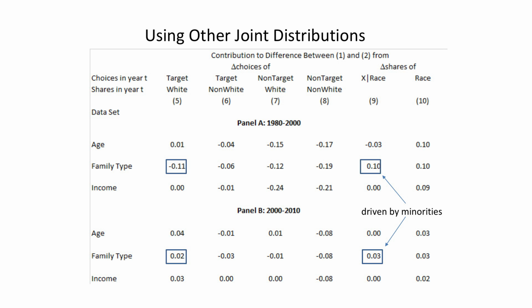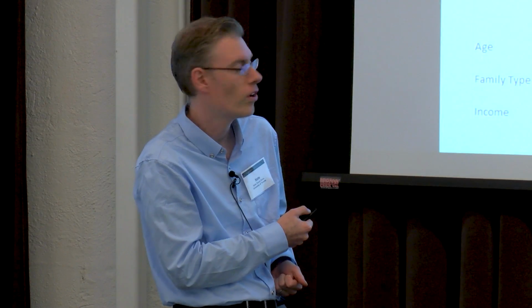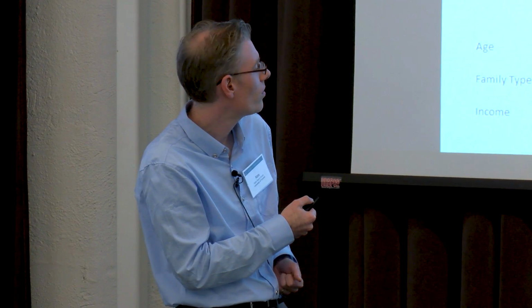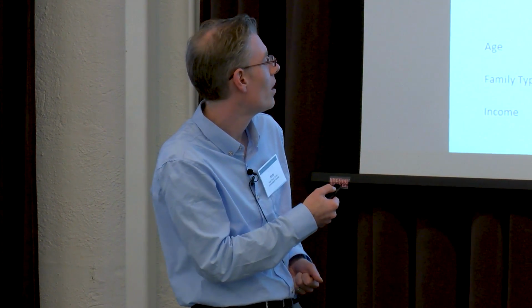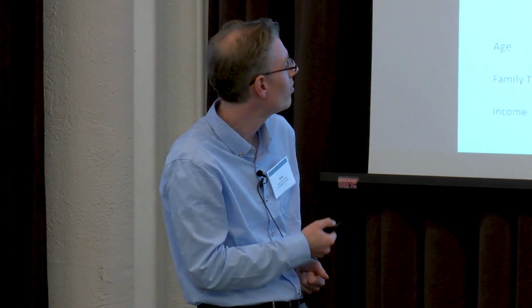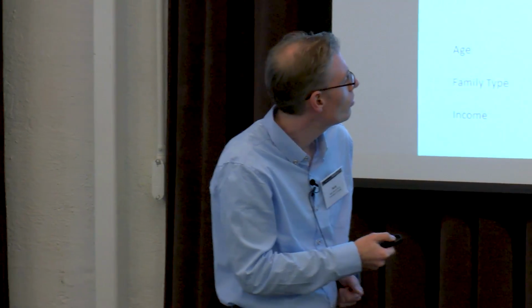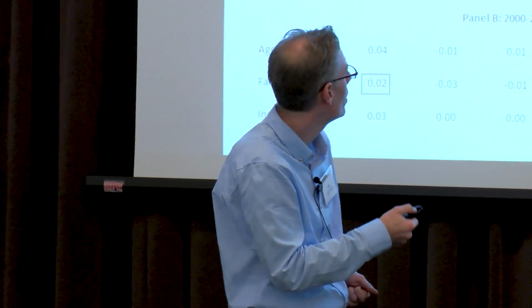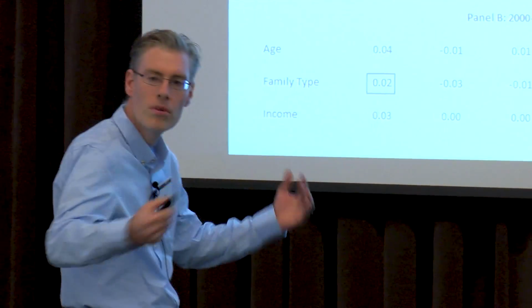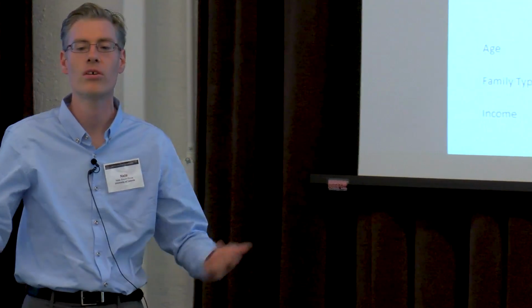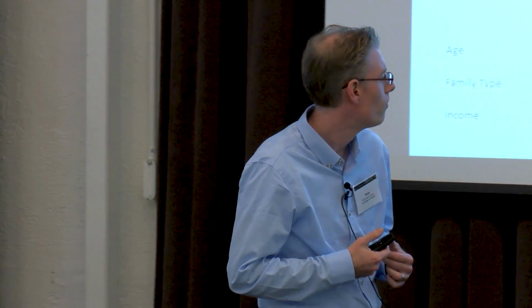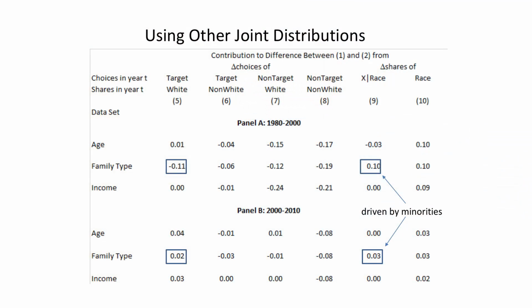Okay. All right. So we did this with various other joint distributions. The one I want to point out, so age is just we target young people. That looks very much like targeting college. And we target high-income people. That also looks very much like targeting college. The one difference is targeting singles and couples without kids. There, you see this kind of mechanical increase because there's been a greater fraction of the population that's single and fewer households having kids. But it turns out that's driven by minorities and not by whites.